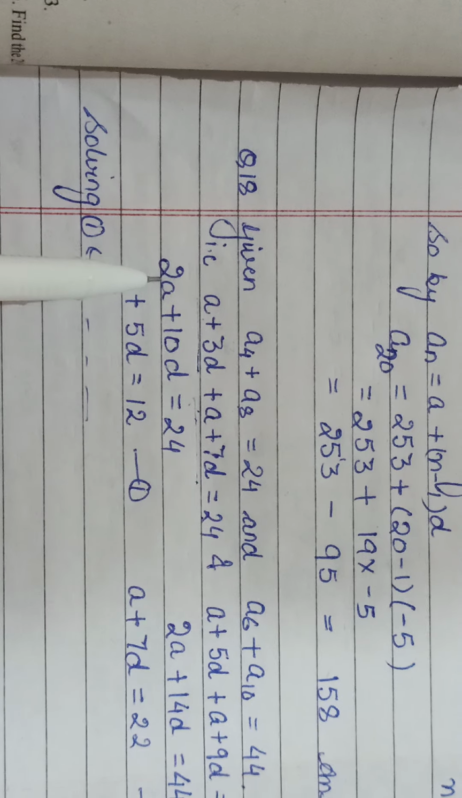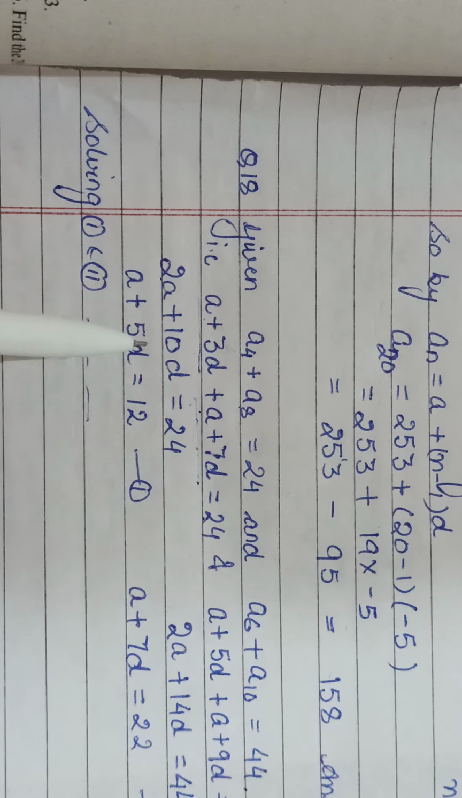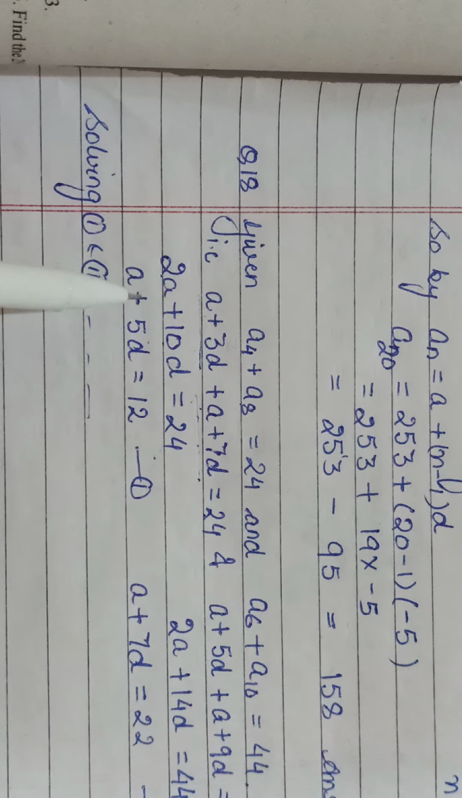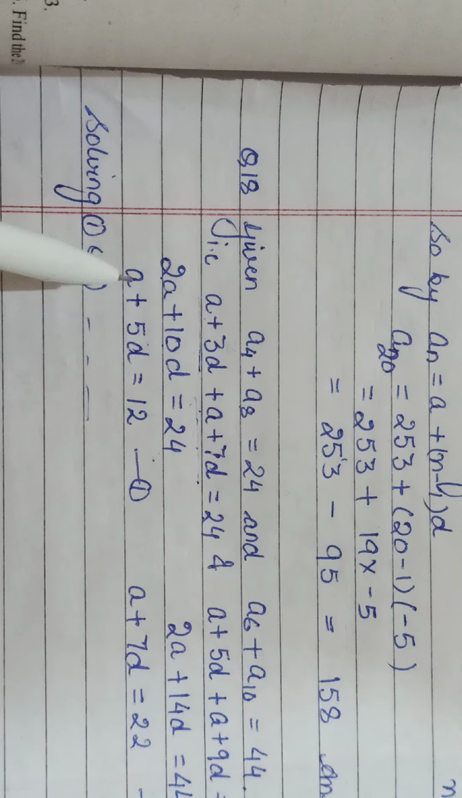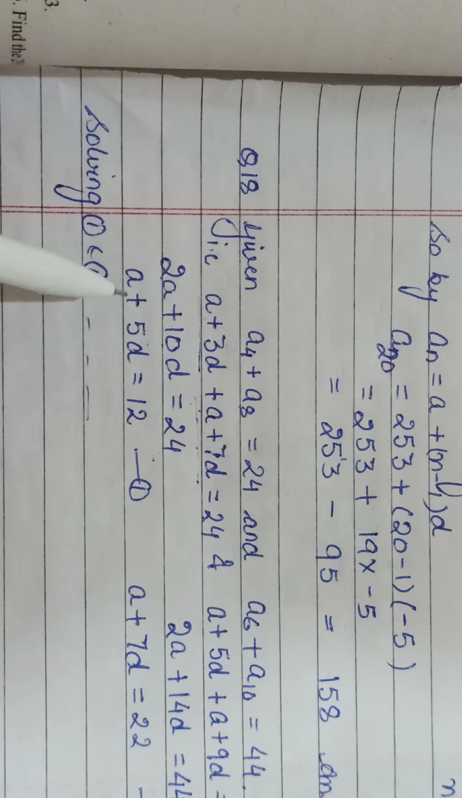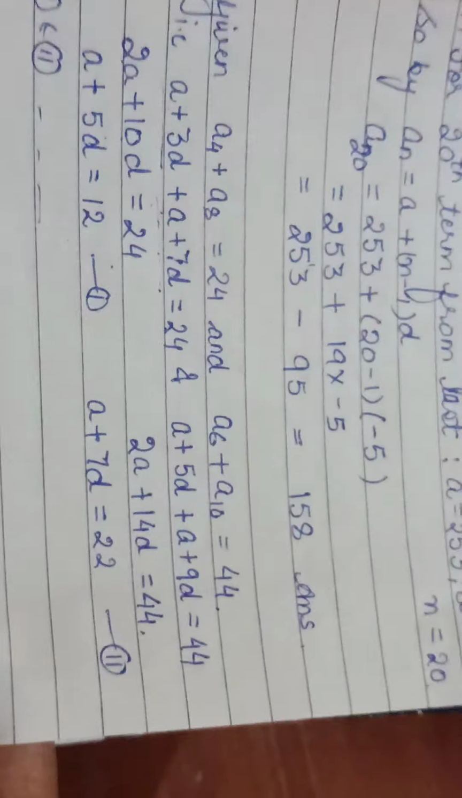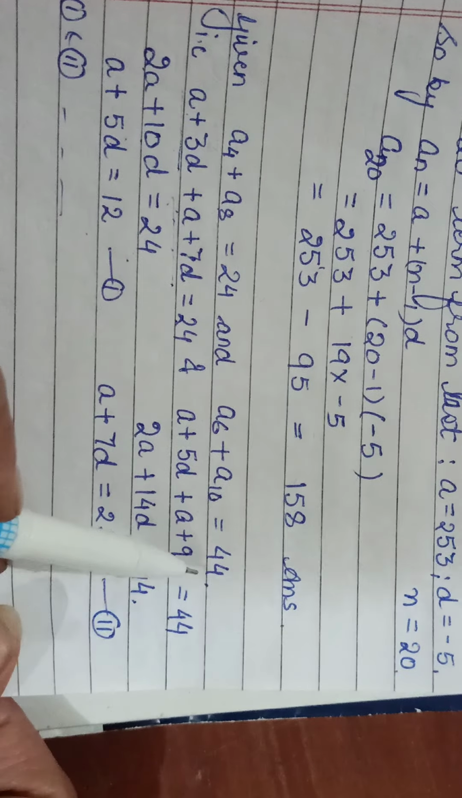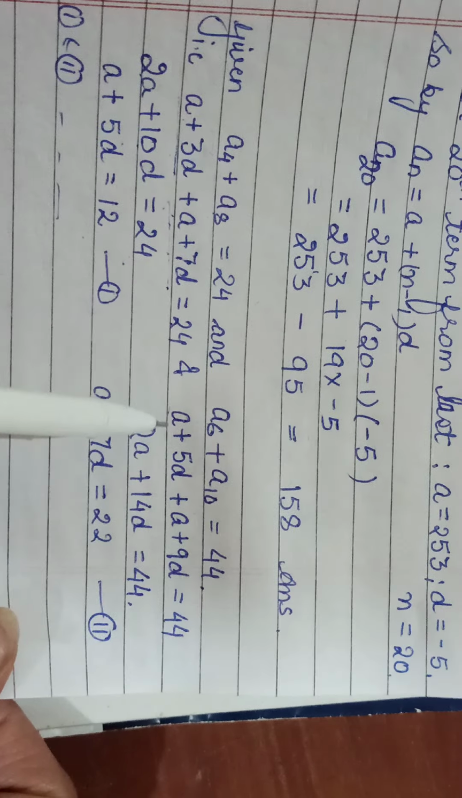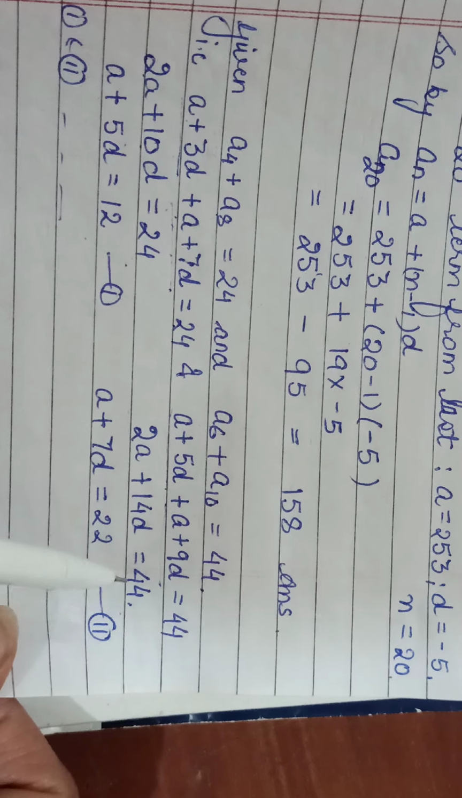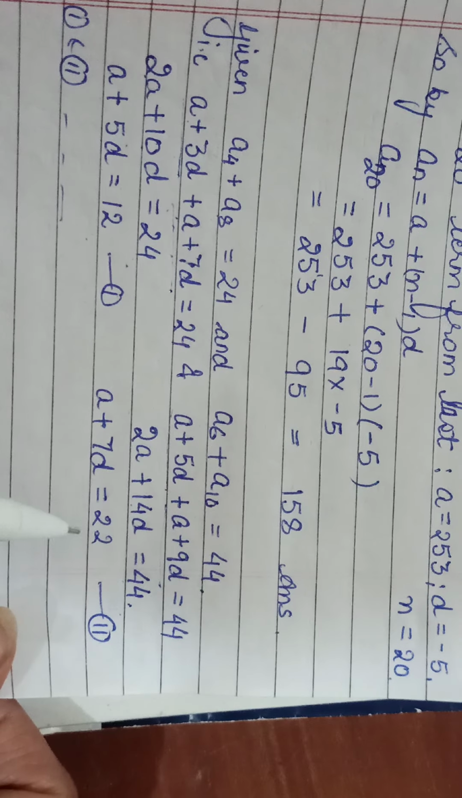So adding like terms, 2a plus 10d is equal to 24. Now these were all divisible by 2, so to make your calculations convenient I have divided this throughout by 2. The equation becomes smaller. So it will become a plus 5d is equal to 12, dividing throughout by 2. So one equation is this in hand. Then likewise, under the condition, the sum of the 6th term and 10th term was also given. So 6th term by formula, 10th term by formula, adding, dividing by 2, all are multiples of 2 so it reduced.